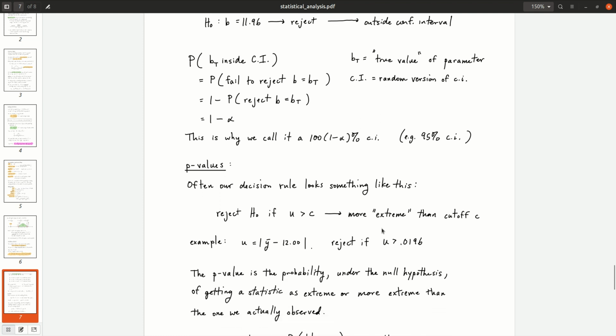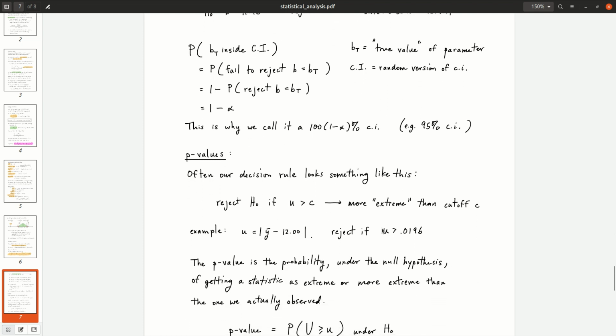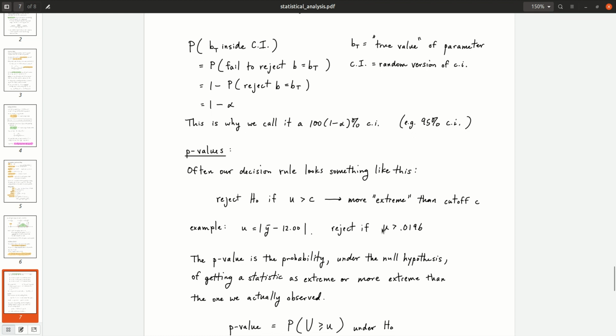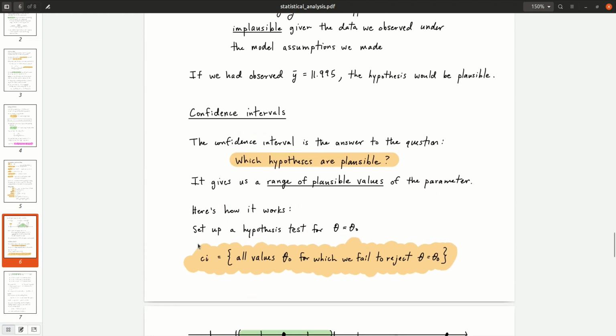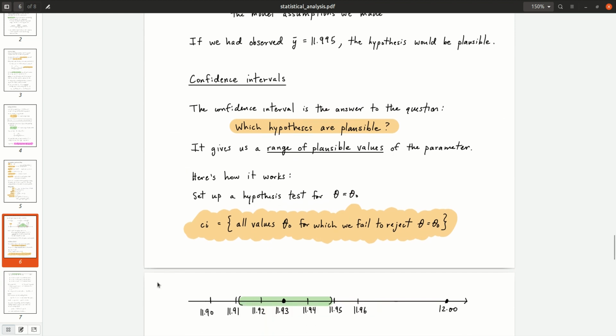So the formal definition of a confidence interval goes something like: it's the realization of a random interval that had a 95% chance of including the true value of the parameter. So this is the math for how you connect that definition to how we define a confidence interval, which is just the values of the parameter for which you fail to reject the hypothesis. And these two definitions are actually equivalent.